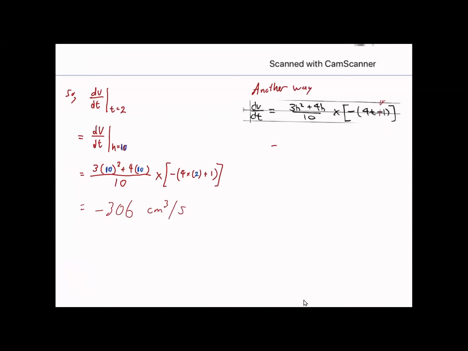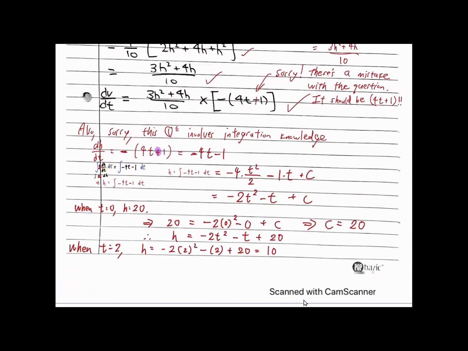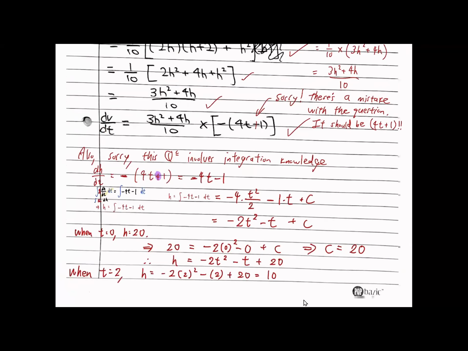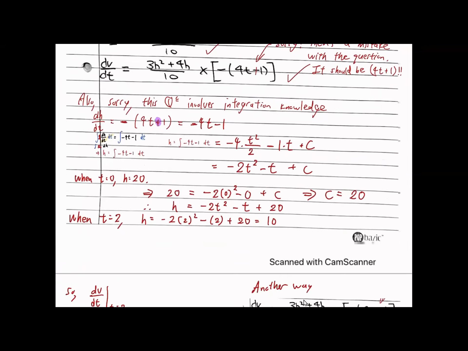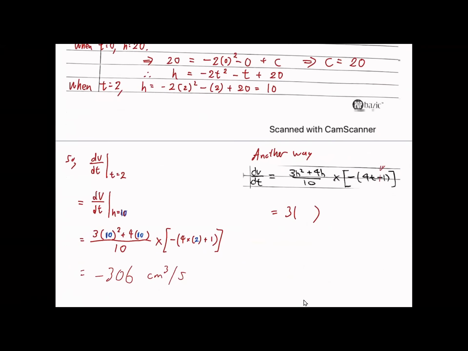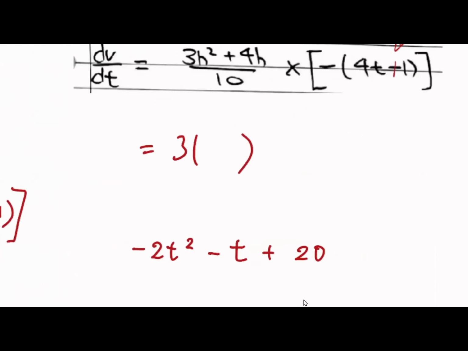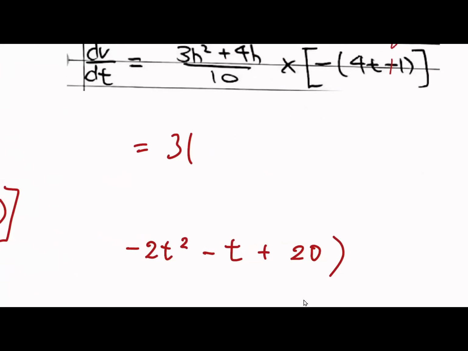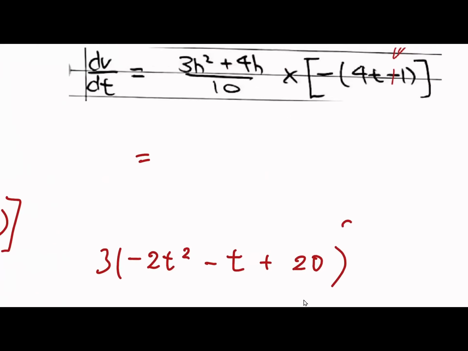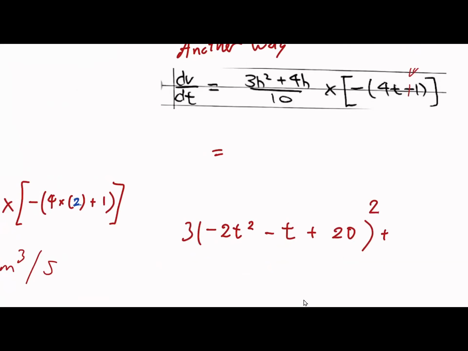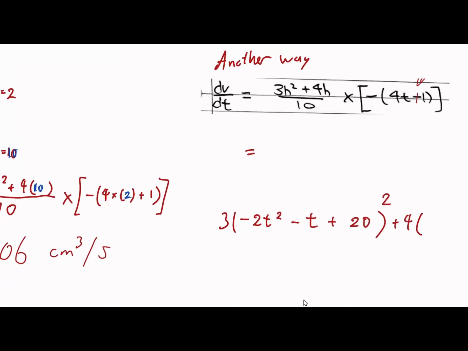Another way: we can replace the h with the formula we found, which is minus 2t squared minus t plus 20. So it becomes 3 times of this squared plus 4 times of that. I'm running out of space.